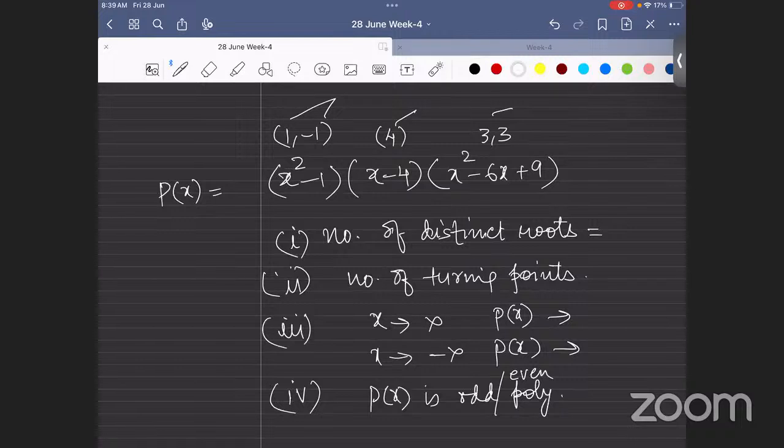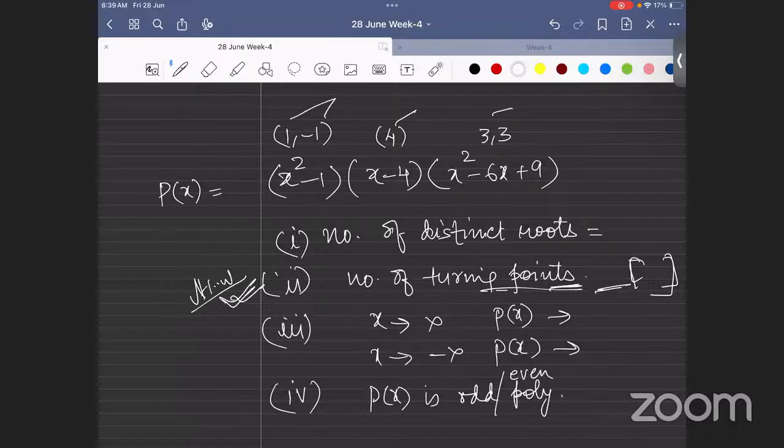Now the number of turning points for this equation. For the turning points, we will have to plot the graph. That we will have to do as homework or assignment. Whatever the value is, you can just plot it and then get it. I don't know the exact number of turning points, but this you will have to do as homework. Okay, as an assignment.